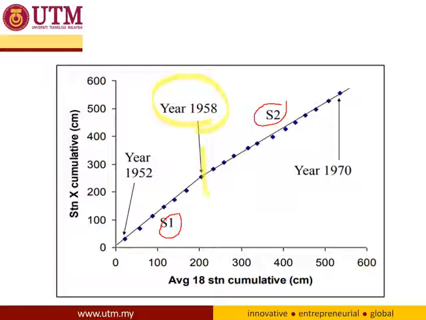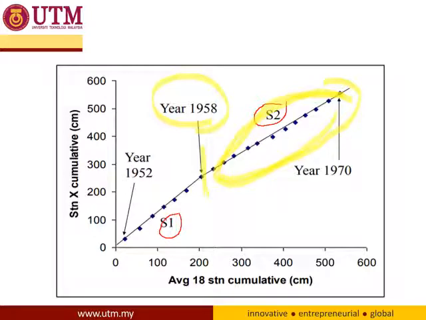So what we do next is we can correct the data. Let's say we want to correct the future data. We want to correct the data above 1958, from 1958 to 1970. We want to correct this data.